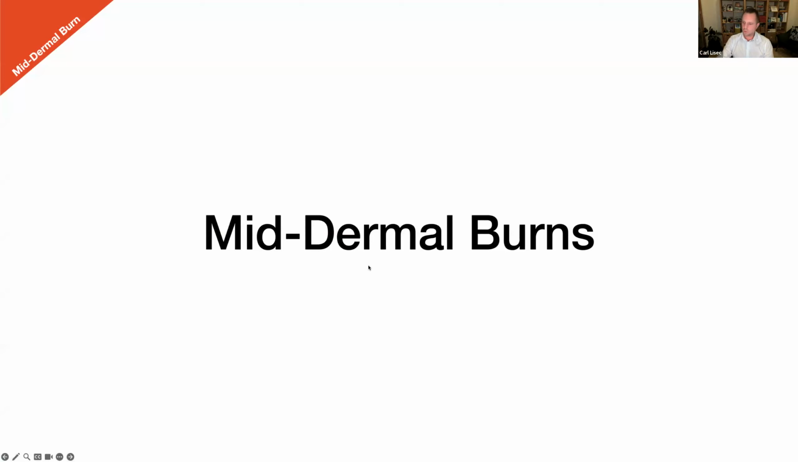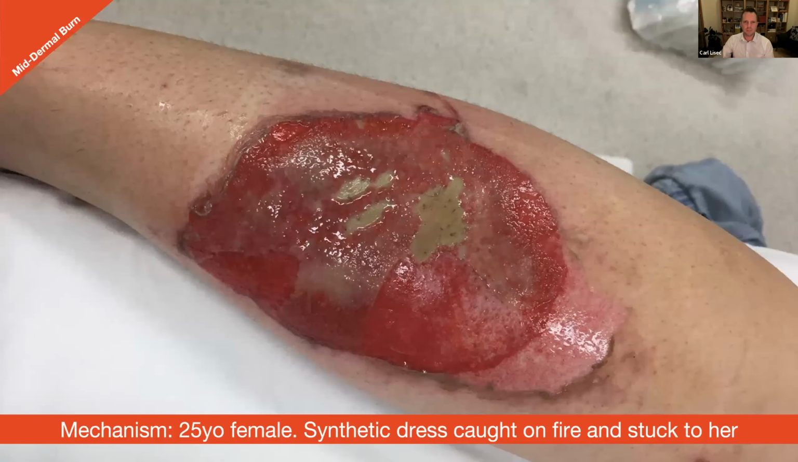Next is mid-dermal burn. Remember I said if you ever see a burn that's really red, it's probably a mid-dermal burn. So this is the classic example of what a mid-dermal burn looks like. This young female, her synthetic dress caught alight. So with clothes catching on fire, based on the mechanism, the burn's probably going to be deeper. And this photo demonstrates quite nicely another point about burns, that they're often not the same depth throughout. We often have different depths.